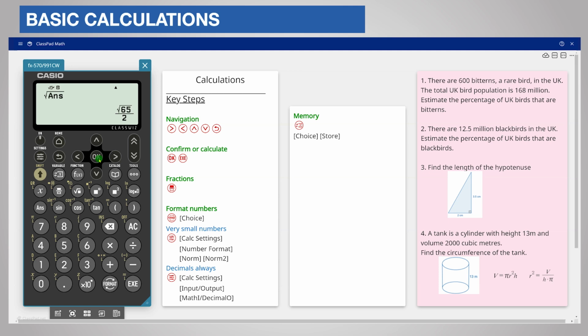There is a tank in the diagram in example 4 on the right. To find the circumference of the tank, we must first find the radius. I have rearranged the formula for the volume of a cylinder to allow us to do this. Start with a fraction and enter the volume 2000 in the numerator. Scroll down to the denominator and enter the height 13 and then multiply by pi, which is shift 7. Now complete the calculation. We will need this value later, so we can store it to use the exact value rather than rounding. Do this by pressing Variable, choosing a memory store, perhaps A, and then confirm with Store.